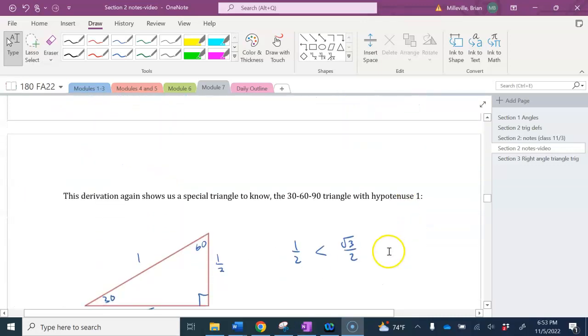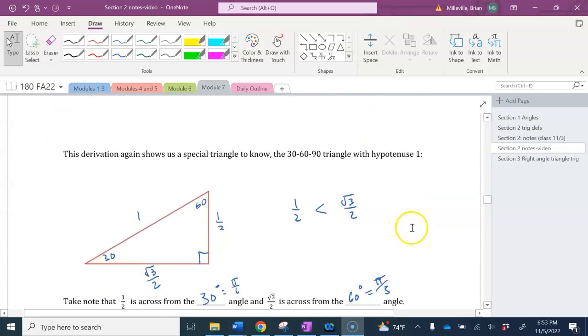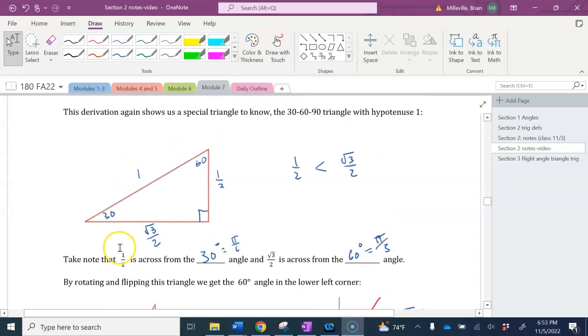All right, now continuing on with our note packet, that also tells us we know a special triangle now, the 30, 60, 90. Assuming the hypotenuse is length 1, across from the 30-degree angle is length 1/2, across from the 60-degree angle is square root 3 over 2. Again, we can think about these in terms of radians also, pi over 6 and pi over 3.